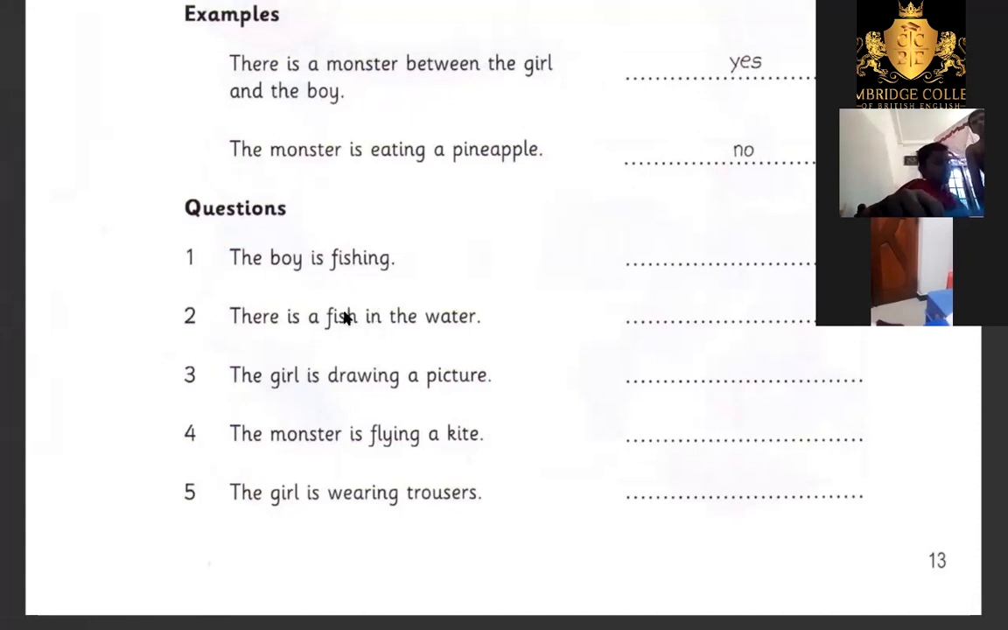Only 5 sentences. Write down these all sentences, 5 sentences in your writing book.